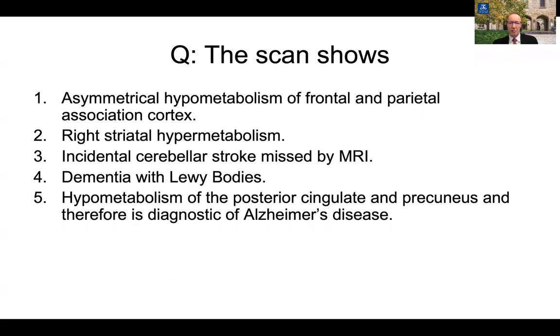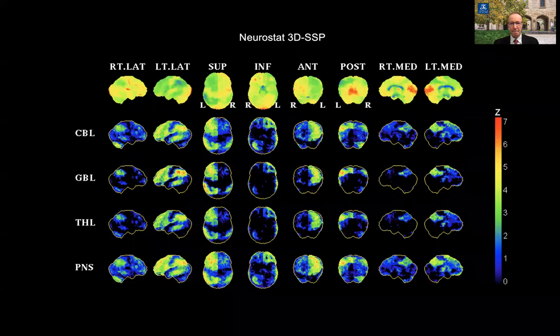Asymmetrical hypometabolism of frontal and parietal. The scan shows asymmetrical hypometabolism of frontal and parietal association cortex. The scan shows right striatal hypermetabolism. There is an incidental cerebellar stroke missed by MRI. The scan shows dementia with Lewy bodies. The scan shows hypometabolism of the posterior cingulate and precuneus, and therefore is diagnostic of Alzheimer's disease. Let's just go back and have a look.